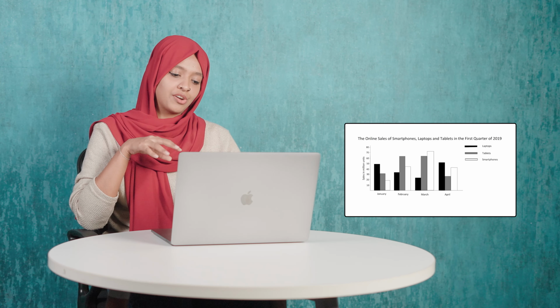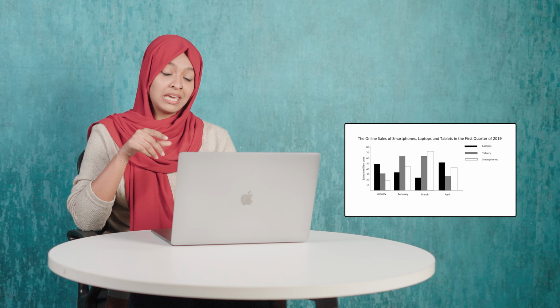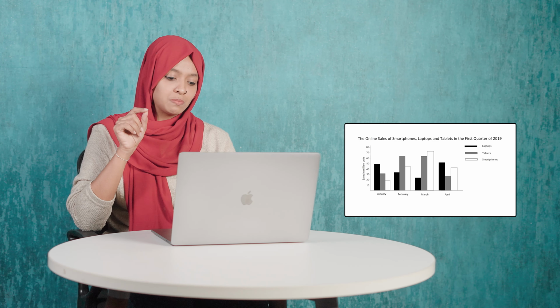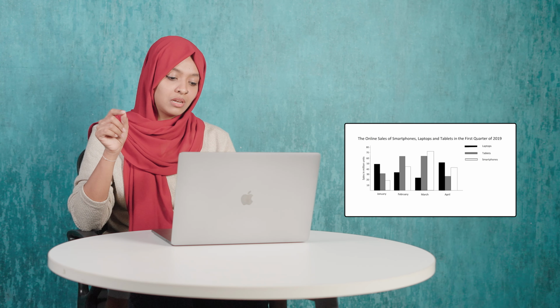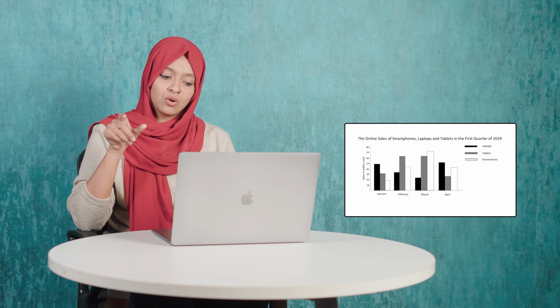If you look into the graph, the highest point was for smartphones in the month of March. You can just mention that one. And also the lowest was also for smartphones in January. So that's something you can add in your overview.